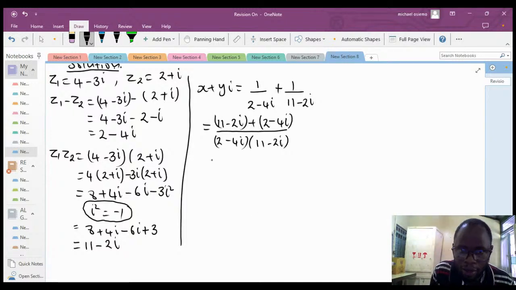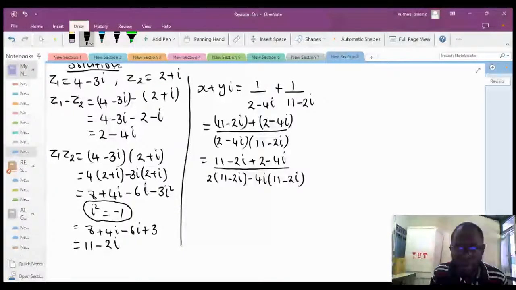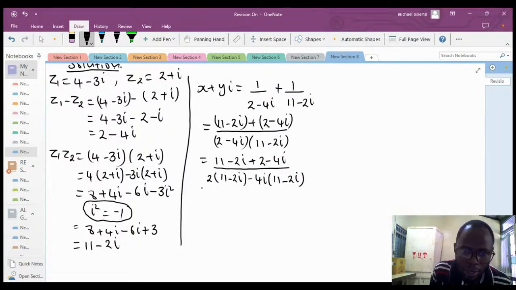So we can open up the bracket. We have 11 minus 2i plus 2 minus 4i all over, so open up the denominator. We're going to have 2 into bracket denominator. If you put the terms together, we're going to have 11 plus 2, we're going to get 13. And then we have minus 2i minus 4i, it will be minus 6i all over.